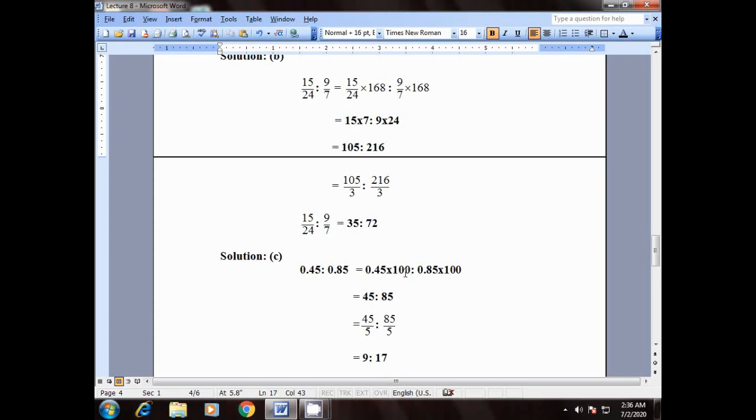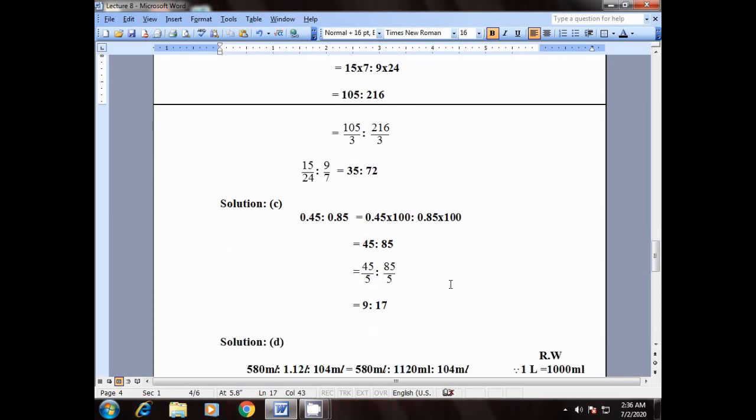0.45 ratio 0.85. Multiply 0.45 by 100 and you get the product 45. Same as if you multiply 0.85 by 100, you get the product 85. Now we know that both quantities are multiples of 5. So let's divide them by 5.